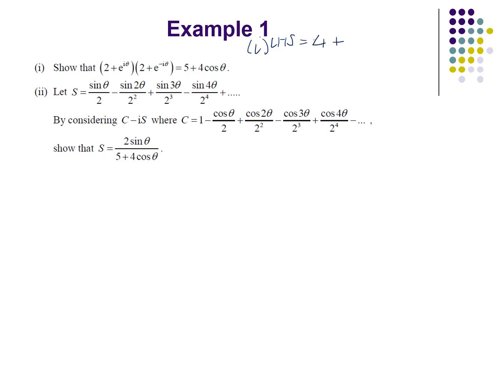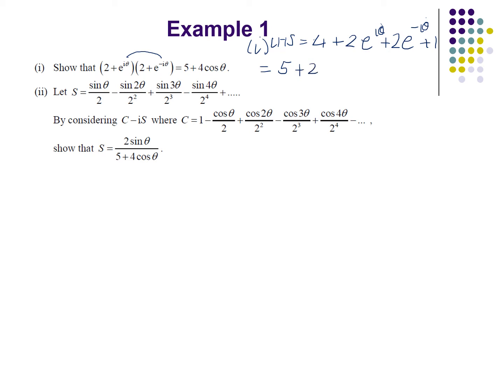So I get 4 plus 2e to the i theta plus 2e to the minus i theta, and then these 2 times together give us 1, because you add the indices, so you get e to the 0, which is 1. Now let's have a look at what we get here. 4 plus 1 gives me 5.